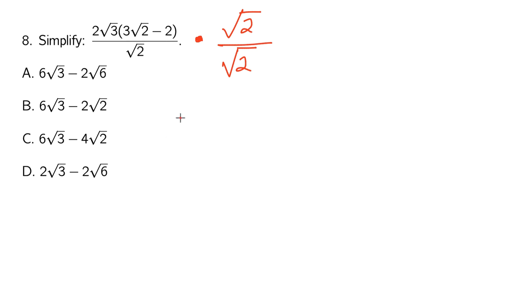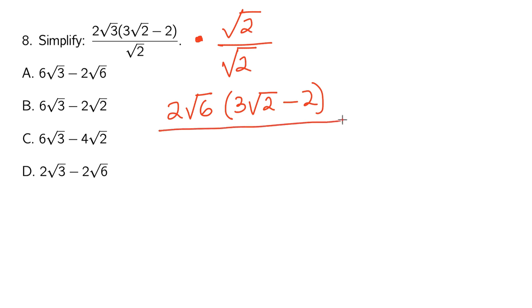And what do we get? Well, for the top, we get 2 times square root of 3. If we multiply that by square root of 2, we get 2 times square root of 6. And then that multiplies 3 times square root of 2 minus 2. And then for the bottom, we get square root of 2 times square root of 2, that's 2. So we simplify this further. We can cancel out this 2. We get square root of 6.